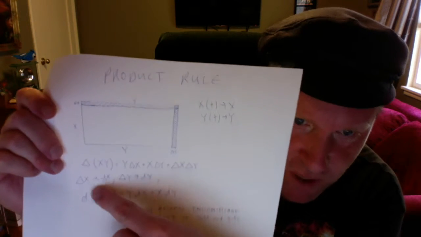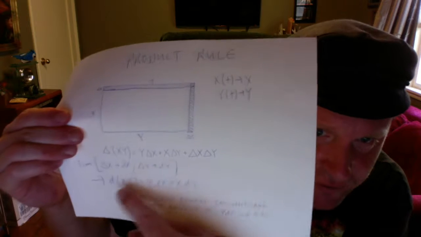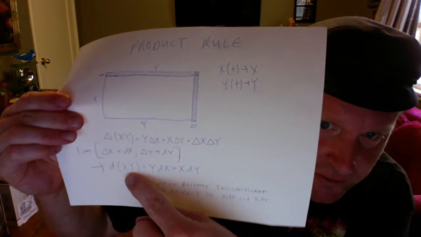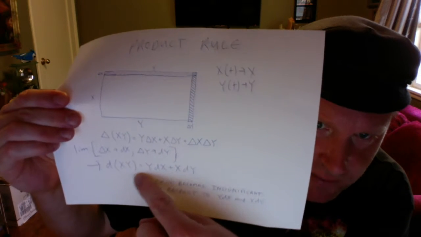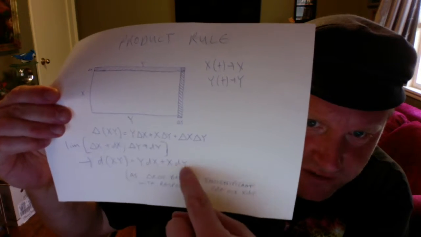Now this is a limits problem. I left the limits out, but this is a limits problem. Okay, all right. There we go. Okay, the limit, as this is true, converges on this. The derivative of x times y is equal to y dx plus x dy.